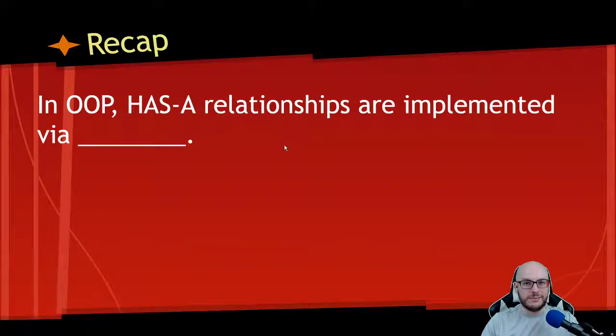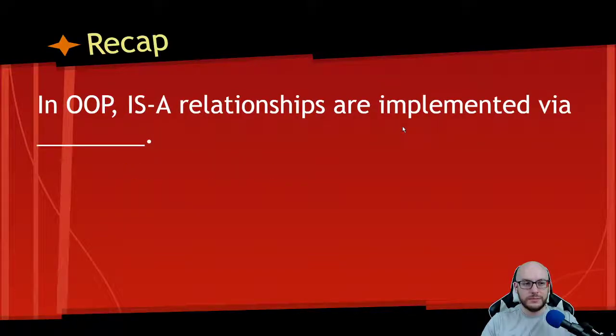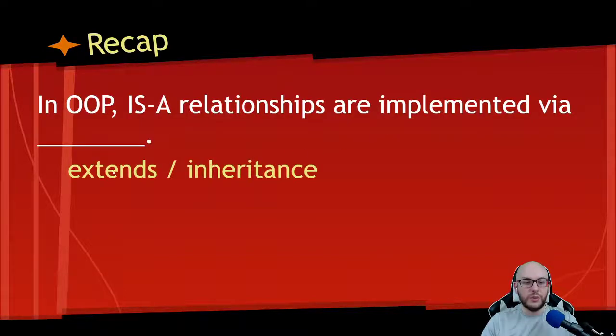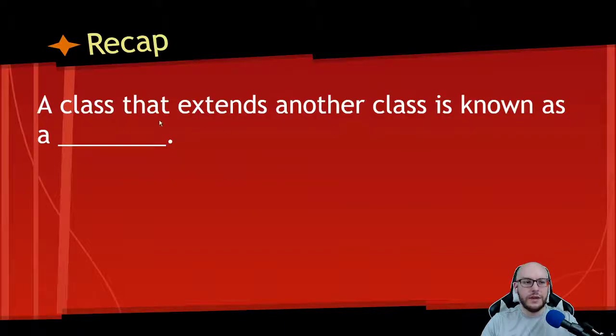Let's recap. I'm going to come back to some of the issues that we saw in future videos, but in OOP, has-a relationships are implemented via blank. That's going to be instance variables. In OOP, is-a relationships are implemented via, I will accept inheritance or extends, right? Inheritance is kind of the concept. Extends is the literal syntax. A class that extends another class is known as a subclass. I would also accept a child there.